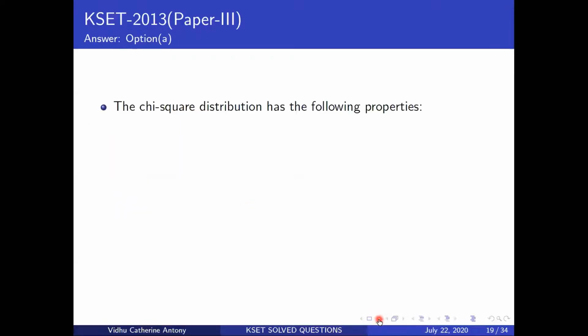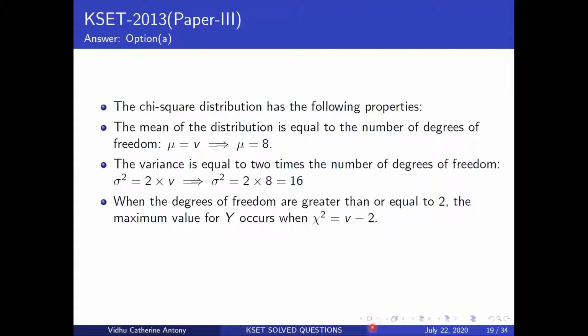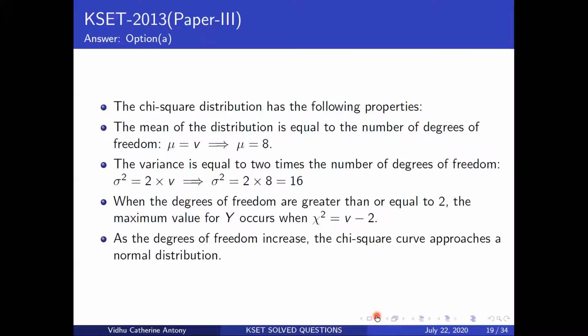But I would like to go ahead and discuss a couple of things about the chi-square distribution and its properties. When the degrees of freedom are greater than or equal to 2, the maximum value of y, the probability distribution function, which I will show you later, occurs when your chi-square is equal to v minus 2. As the degrees of freedom increase, the chi-square curve approaches the normal distribution.